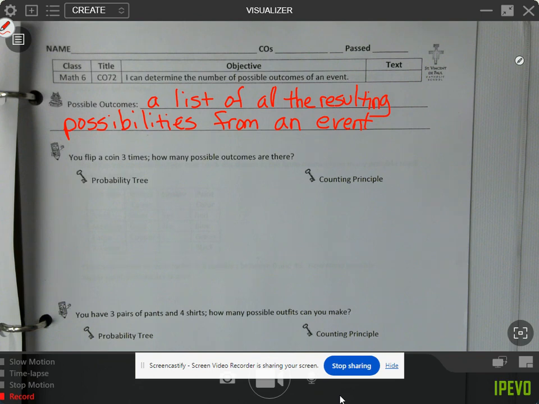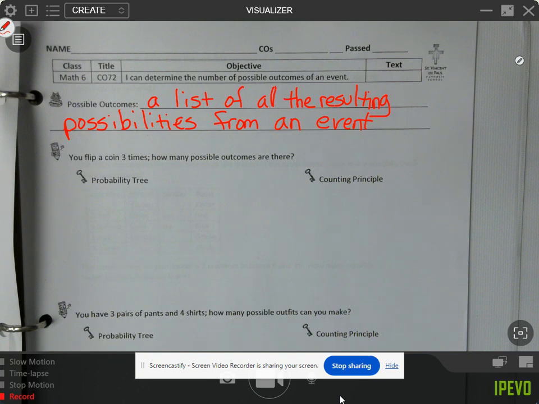It could be like rolling a dice. That is an event. I rolled the dice. How many possible outcomes would I have from rolling a regular dice? 6. Why 6? There's 6 sides, 6 different numbers on it. So there would be 6 possible outcomes from that one event. Flipping a coin. How many possible outcomes would there be? 2. You could land on heads, you could land on tails. One event, I flip my coin, and I have 2 possible outcomes.